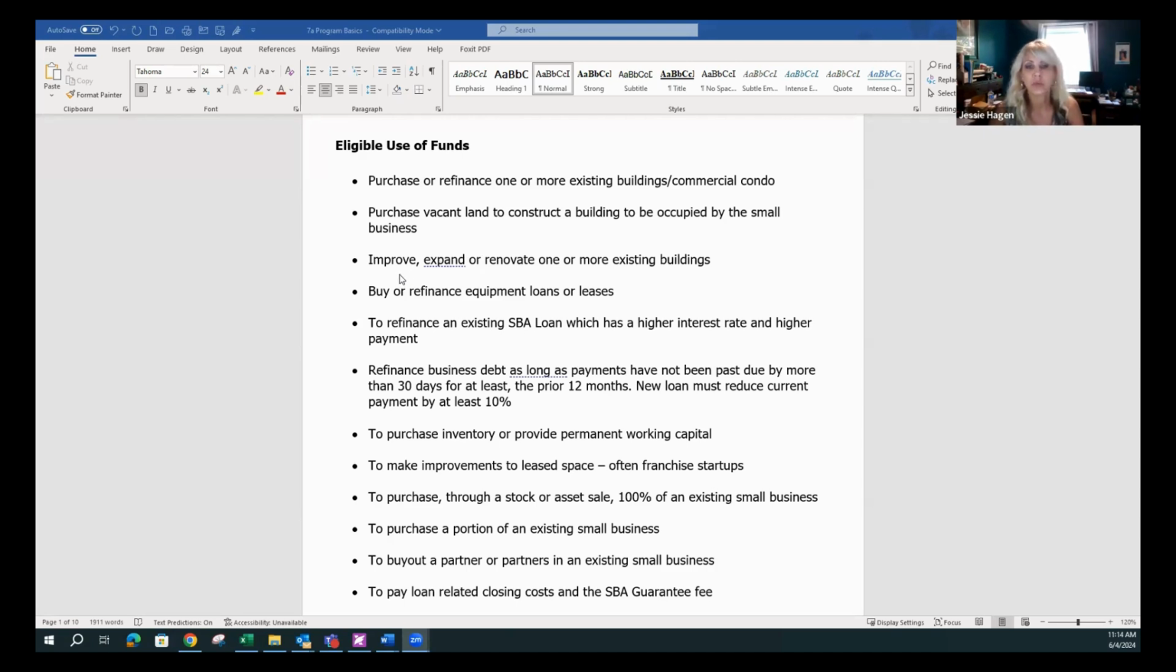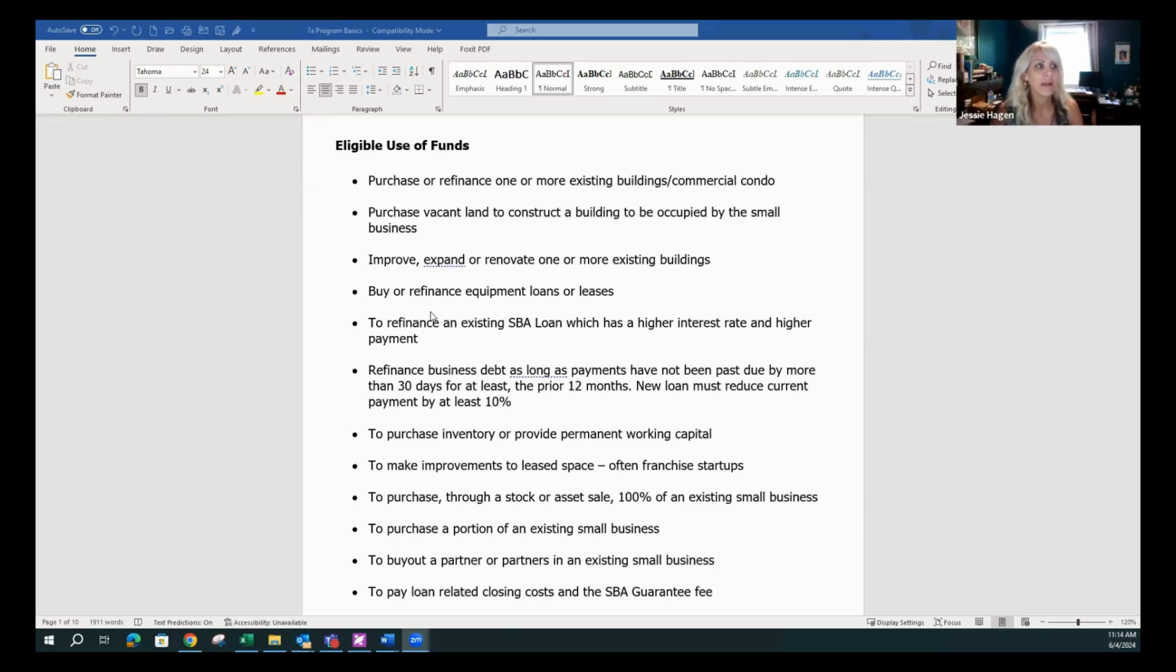A lot of times we're buying real estate and then improving the real estate, expanding it and renovating it. Sometimes it is a leasehold situation. Let's say, for example, we have a startup franchise of some sort. They're leasing space. SBA loans can also be used to improve that lease space.